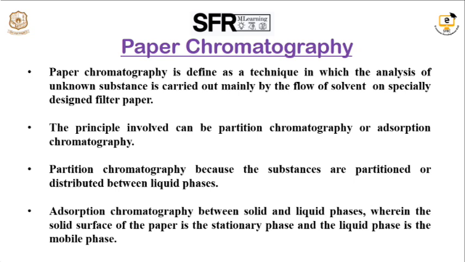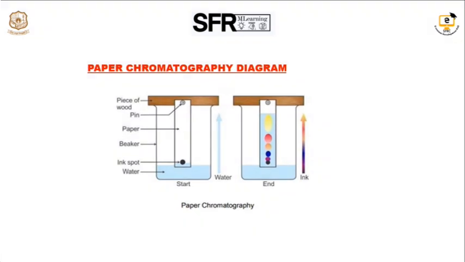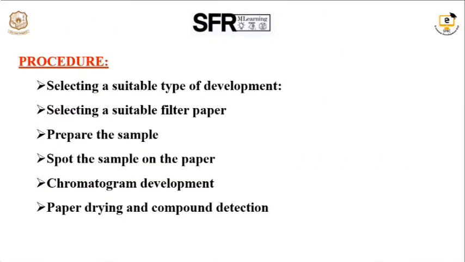The cellulose layer in filter paper contains moisture, which acts as the stationary phase. Organic solvents or buffers are used as the mobile phase in paper chromatography. Components of the sample will separate according to how strongly they adsorb onto the stationary phase versus how readily they dissolve in the mobile phase. This is the paper chromatography diagram, and next, the procedures involved in paper chromatography.